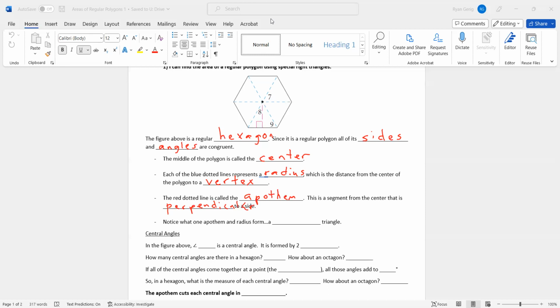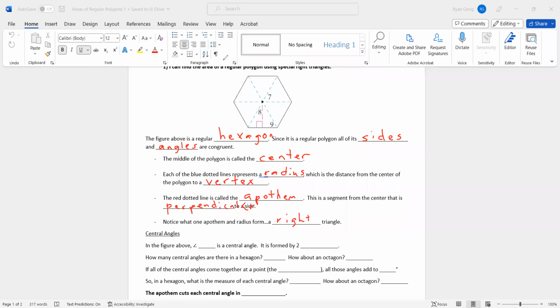All right. Notice what one apothem and one radius form. You see it up here. The apothem and one radius form a right triangle. We are going to use that in a little bit. All right. Before I do anything else, I'm going to continue talking about some of the vocab.